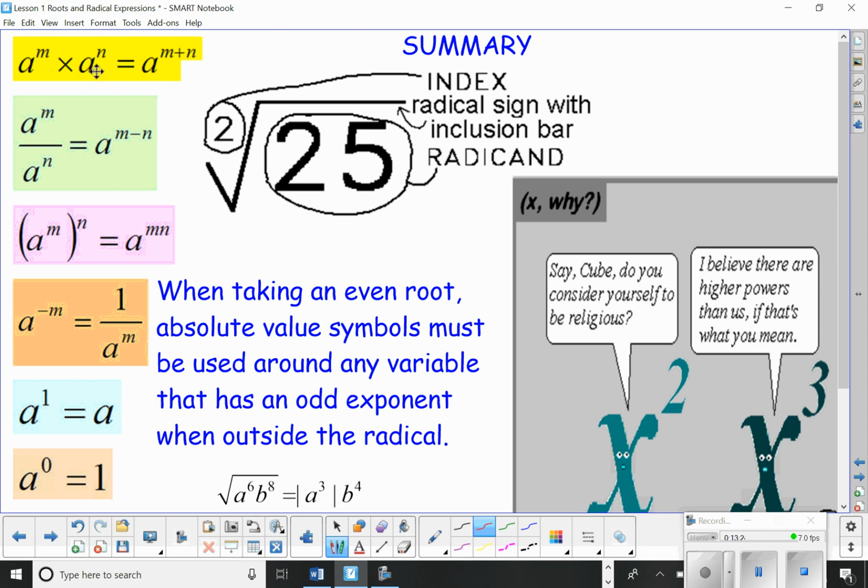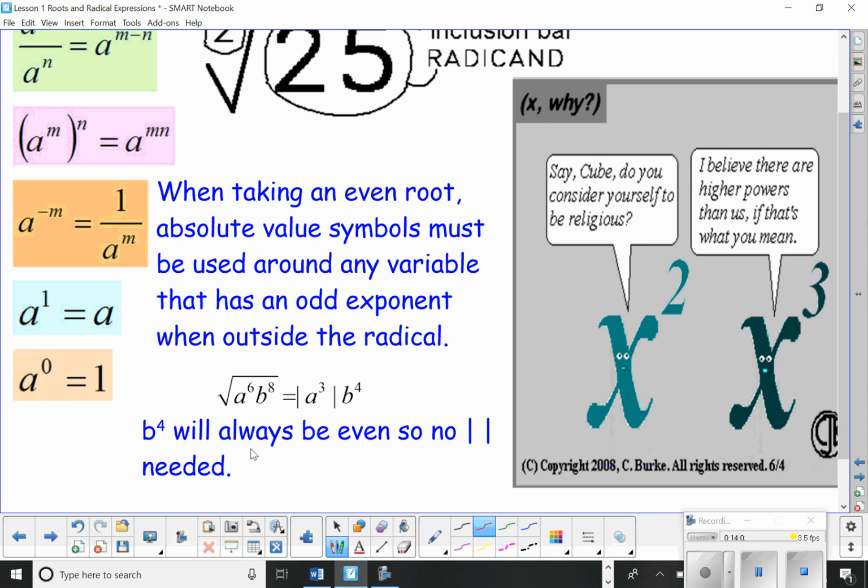When you multiply like bases, you add the exponents. When you divide like bases, you subtract the exponents. When you raise a power to a power, you multiply the exponents. A negative exponent means you take the reciprocal of the number or the variable. Any number or variable to the first power is just that number. Any number or variable to the 0 power is equal to 1. When taking an even root, absolute values must be used around any variable that has an odd exponent when outside the radical.